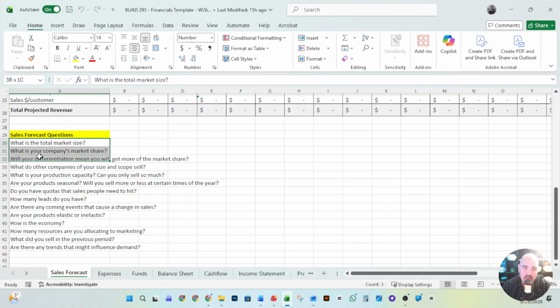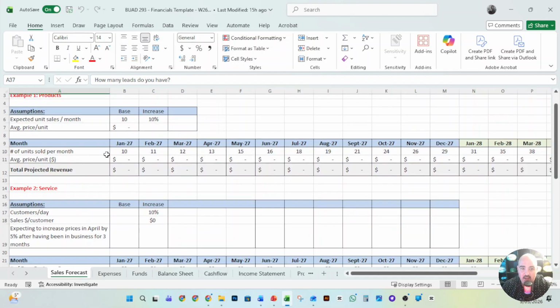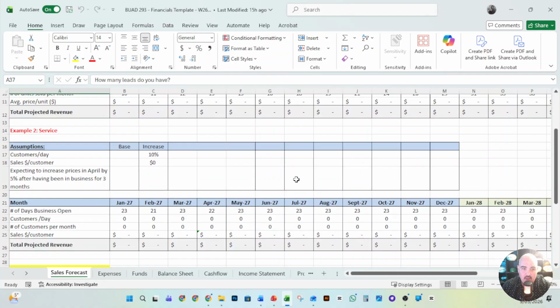So total market size, market share, are you differentiated? What's the competition doing? How much can you produce? So guys, you need to think of all of these questions and then come in and estimate what your sales per month are going to be. And then we're going to obviously get the price of those units, and that's going to give us our projected revenue for that month. Now, this is the service model here, guys.